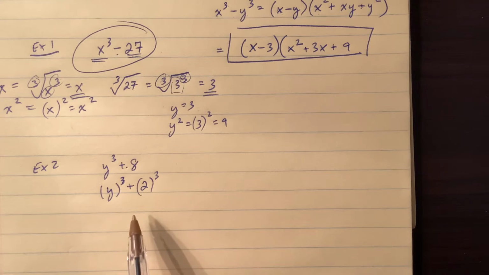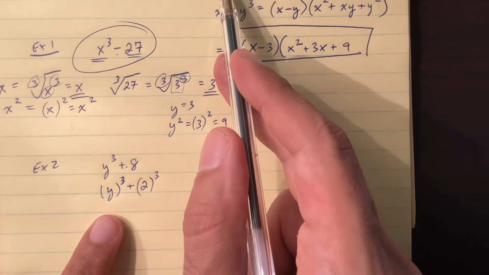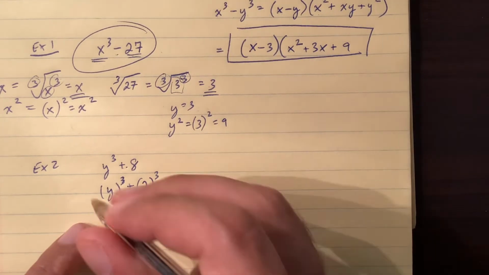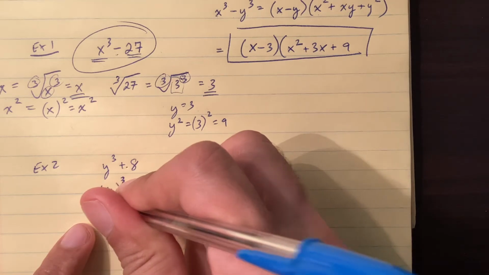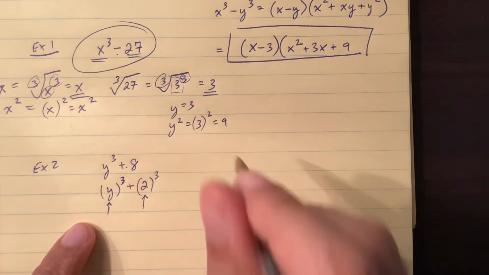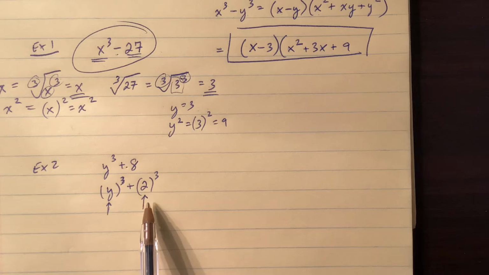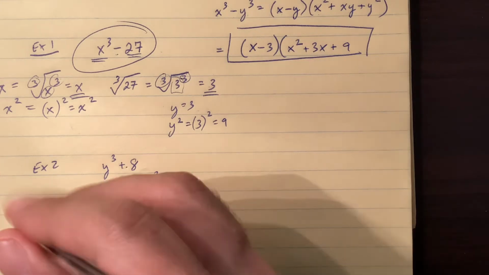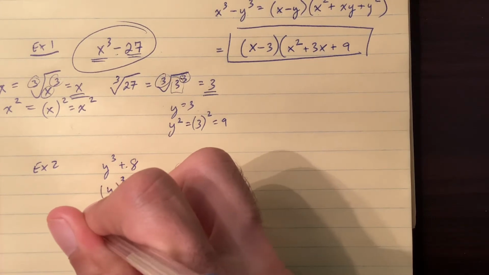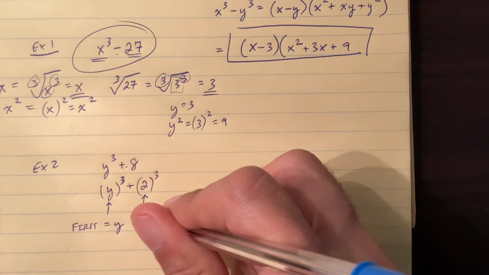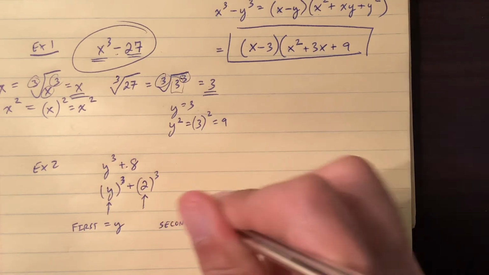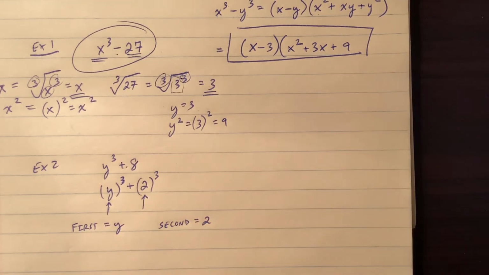And now right off the bat, we can see what the x and the y are. So our x term, our first term, is y. Our y term is equal to 2. Now that's a little confusing, all right? But our first term is equal to y. Our second term is equal to 2.